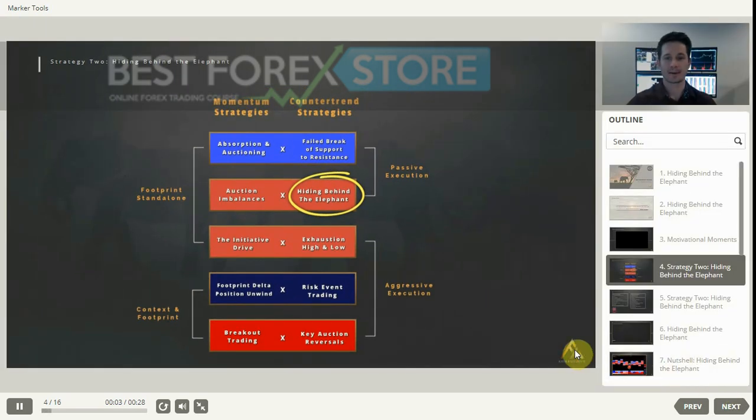So the strategy, hiding behind the elephant, as you can see per the grid, is a counter-trend strategy. So we are going against the flow. It is a footprint standalone strategy, so you don't require any other tools to execute the strategy. And it is obviously a passive style of execution. So again, we're not going to be aggressive. Rather, we're going to let the market.